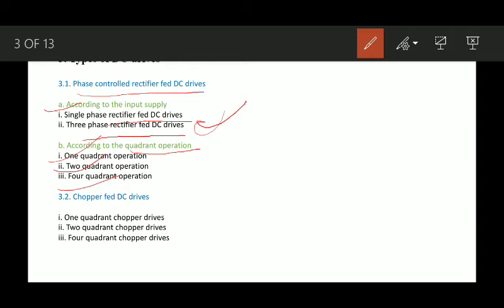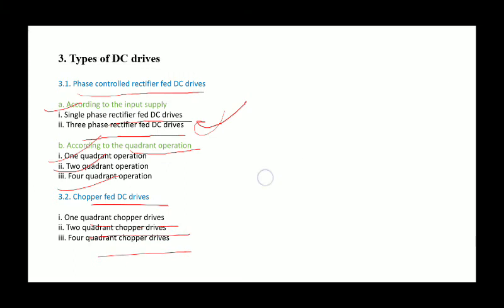Third is chopper fed DC drives. Chopper fed DC drives means a chopper converts one level of DC voltage to another level of DC voltage, so the chopper is used for the control of the speed of a DC motor. There are 1 quadrant chopper drive, 2 quadrant chopper drive and 4 quadrant chopper drive. On the basis of these, we can control the speed of a motor.